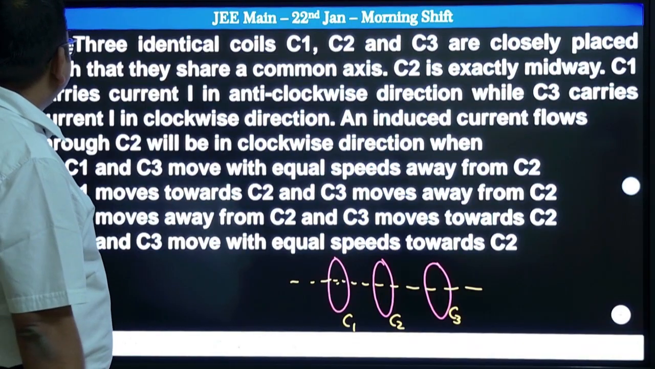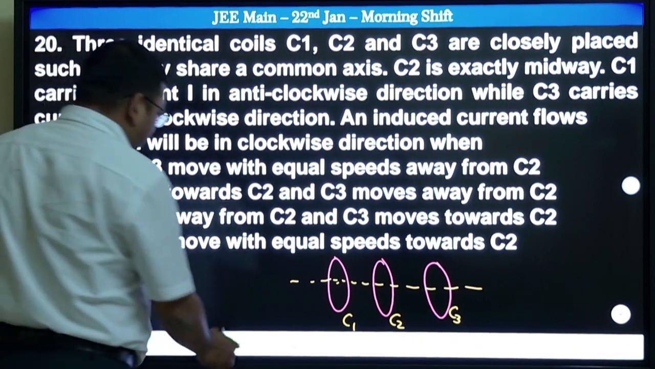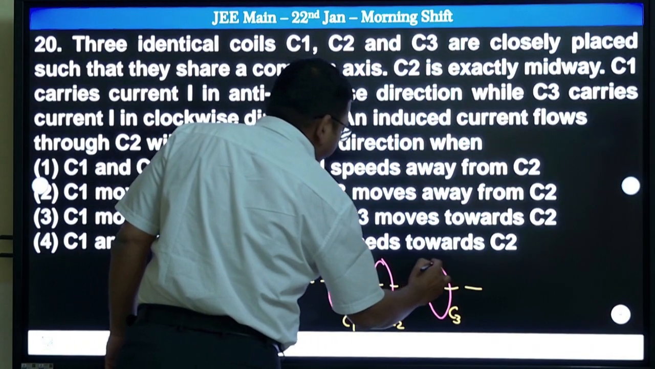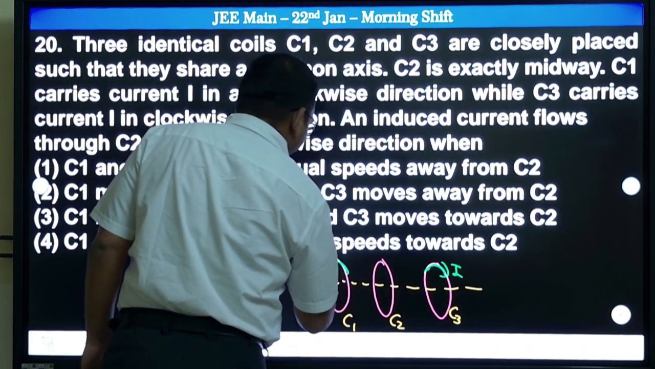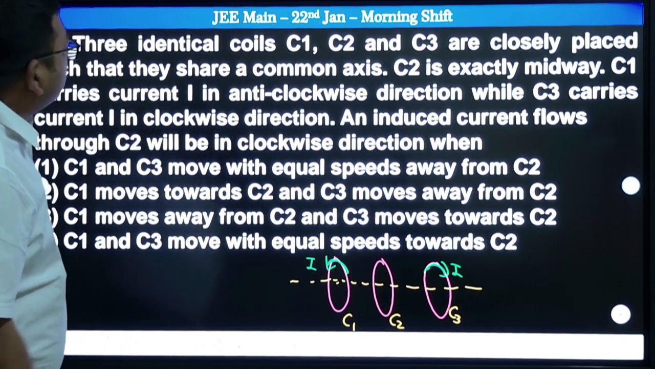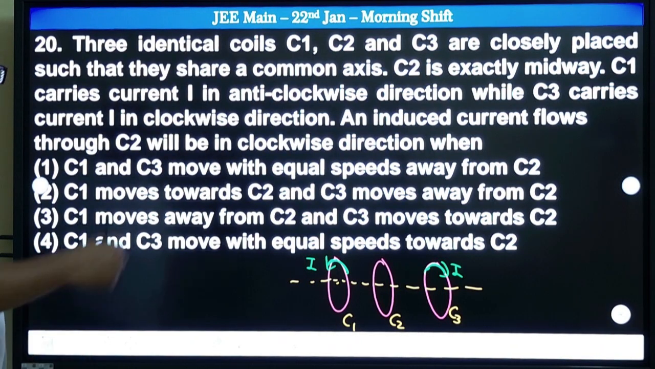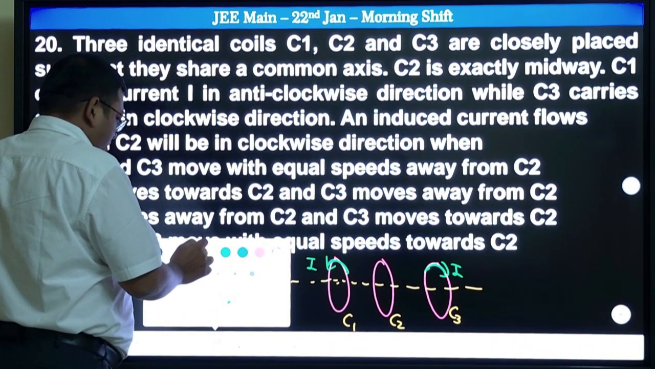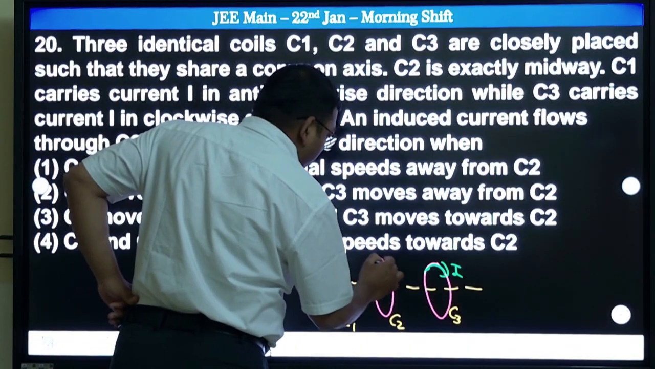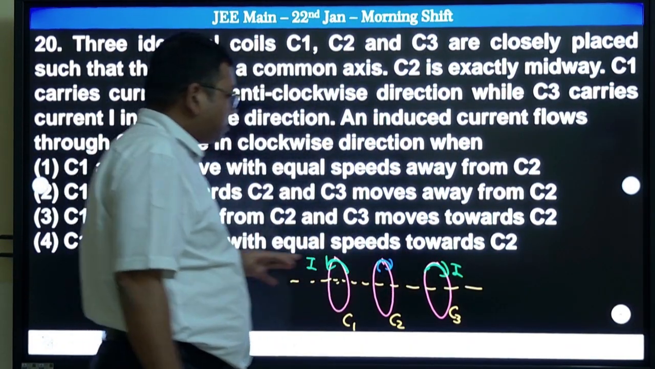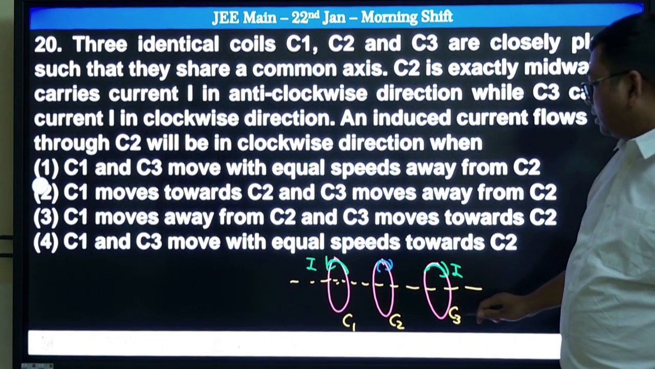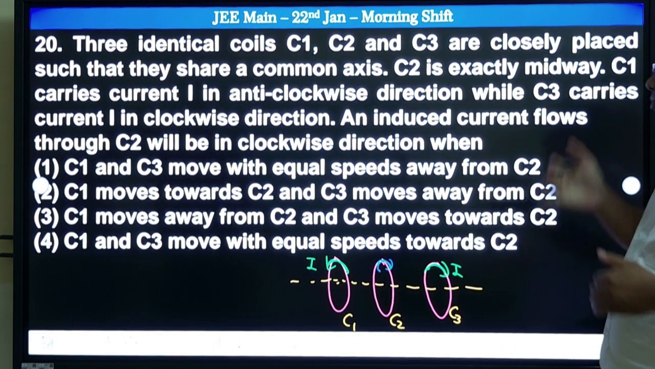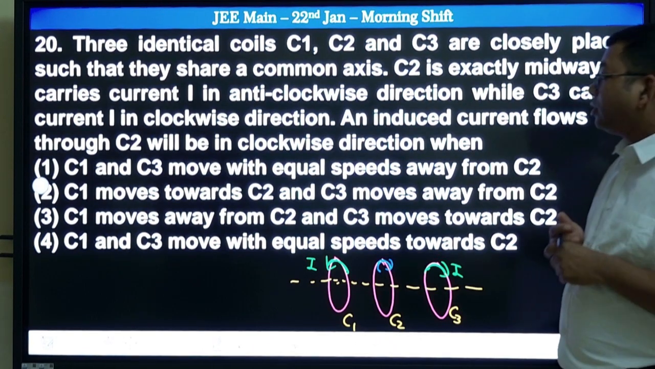They are saying that in coil 1 the current is anti-clockwise, and in this the current is clockwise. Same current is there. Now they are saying the induced current in C2 flows in clockwise direction. You want the induced current in clockwise direction. Clockwise direction means what? You want it in the same way as C3, right? So for that, what we have to do, we have to check with the options.